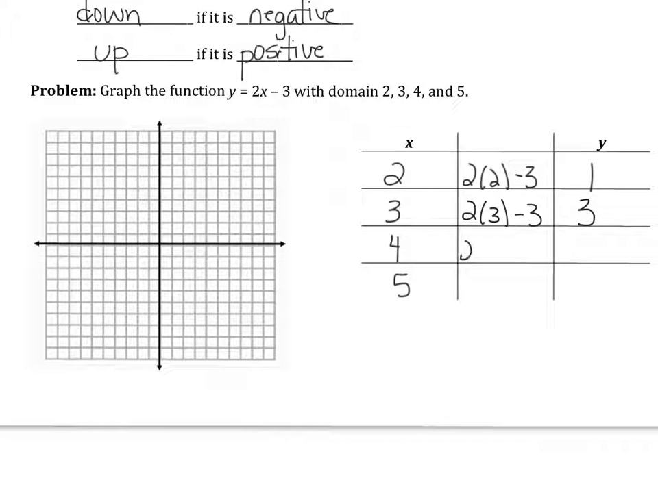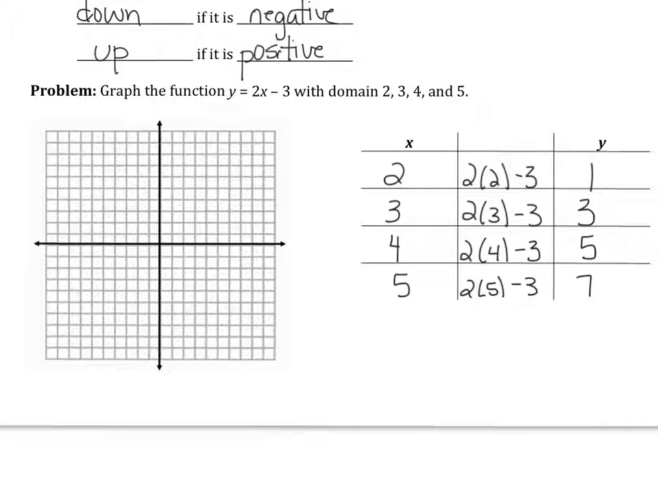And then I put 2 times 4 minus 3. 2 times 4 is 8. 8 minus 3 is 5. So our input is 4, output is 5. 2 times 5 minus 3. 2 times 5 is 10, minus 3 is 7. Input is 5, output is 7.